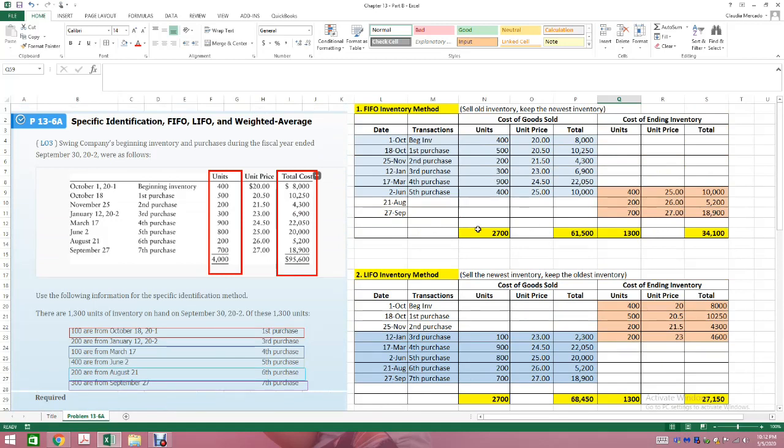There's a lot of information presented in this problem. You need to read it carefully. You need to understand what you're doing in each of the methods, so you can be able to tackle the problem, okay?